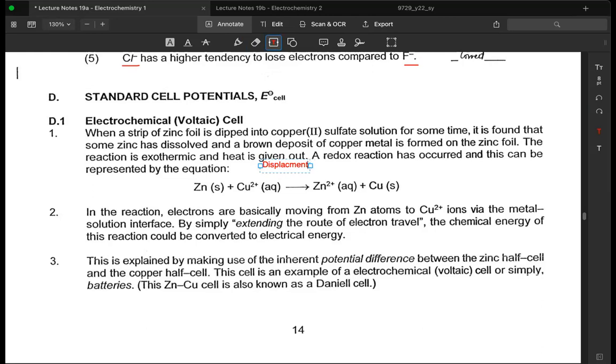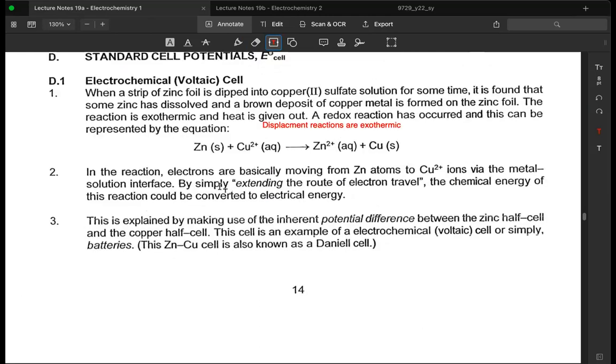So do remember the list of reactions that are exothermic and endothermic. Okay, very important. So you form zinc 2 plus and copper. In these reactions, the electrons are basically moving from the zinc atoms to the copper 2 plus ions via the metal solution interface. By simply extending the road of electron travel, the chemical energy of this reaction can be converted to electrical energy. This is how we actually generate energy from chemical reactions.